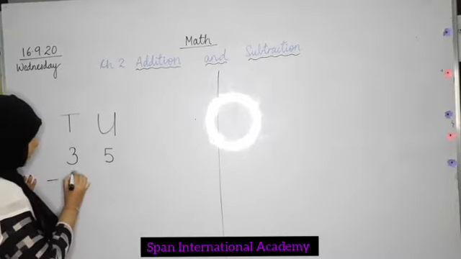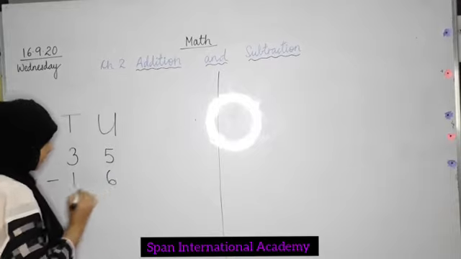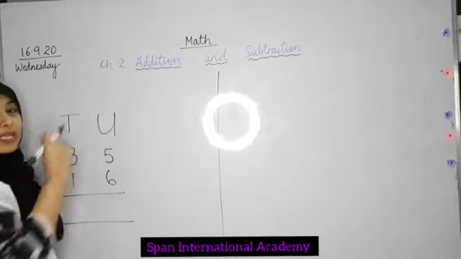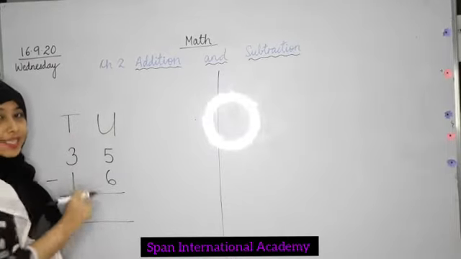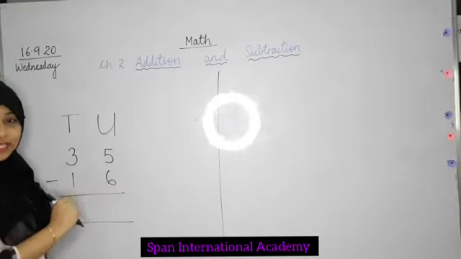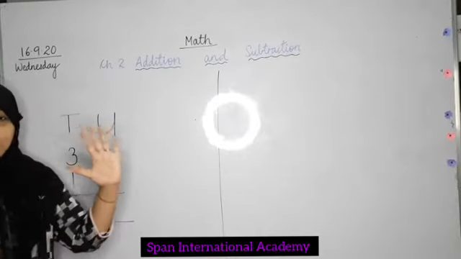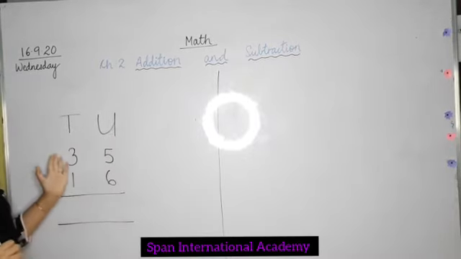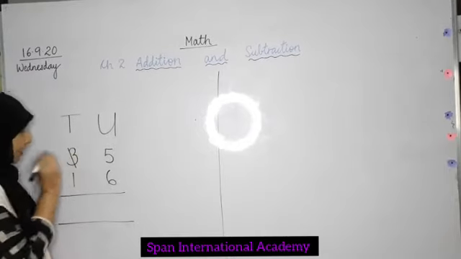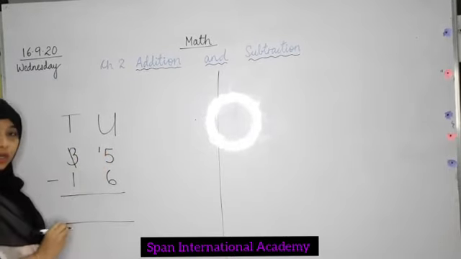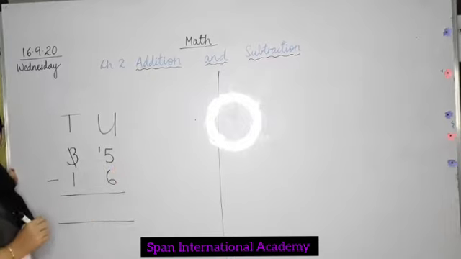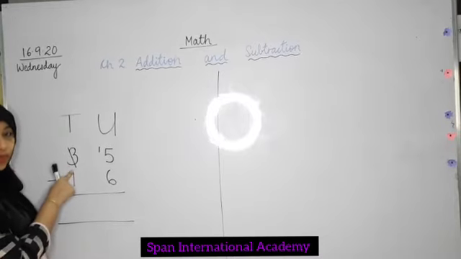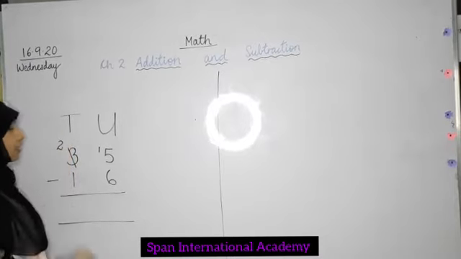35 minus 16. Okay, 35 minus 16. We always start calculating from our right hand side. So we will take the units place and we will do 5 minus 6. Now 5, can I remove 6 fingers from 5? No. So I am going to borrow from 3. I cancel this. I bring 1 tens here. This becomes 15. And when I minus 1 from 3, here we get the number as 2.